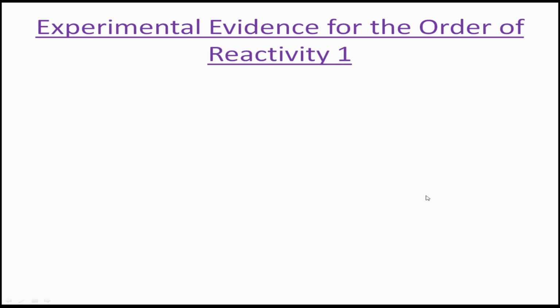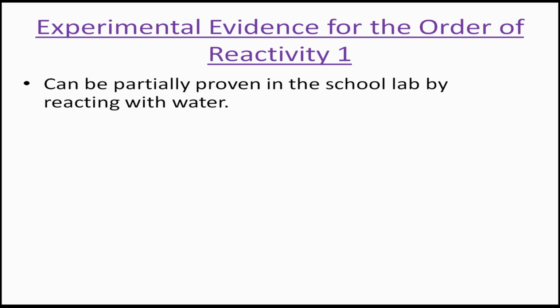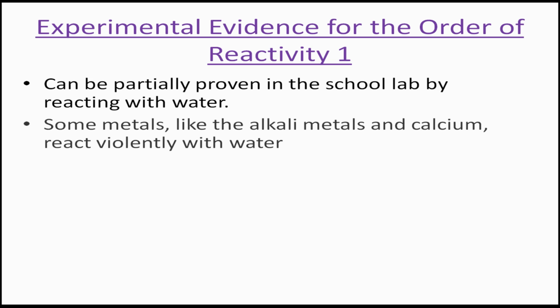So we're going to have a look at the experimental evidence. How do we know that order of reactivity exists? Okay, so number 1, we can do it in a school lab by using water. Nice and simple. Some metals, like the alkali metals we talked about there, your potassiums, your lithiums, your sodiums, and also calcium, react quite violently with water. There's a lot of fizzing, there's a lot of heat given off, and in the case of potassium it even bursts into flames.